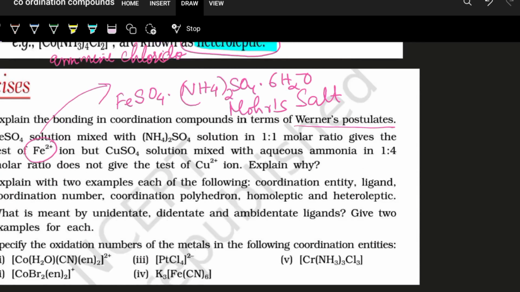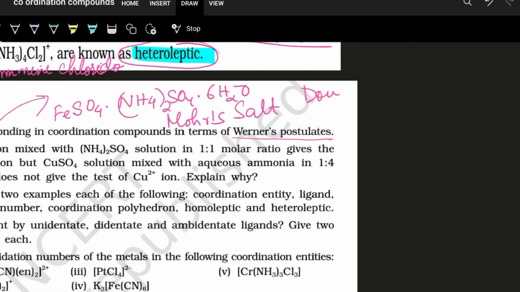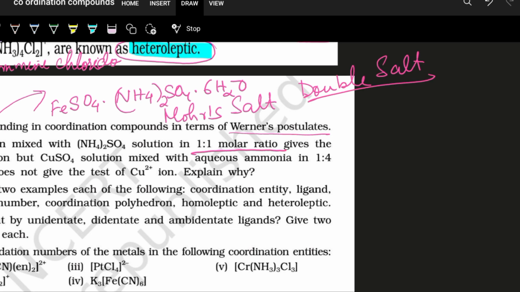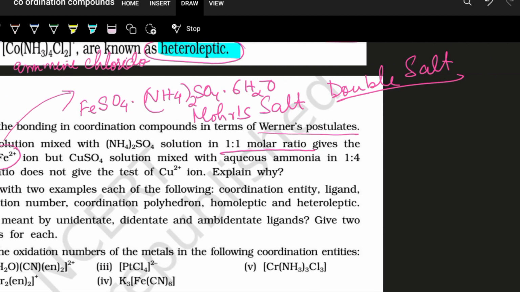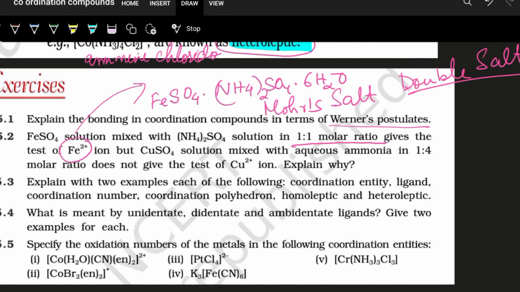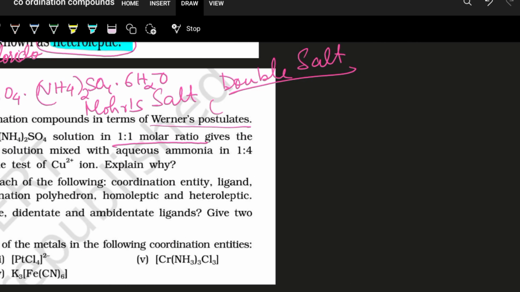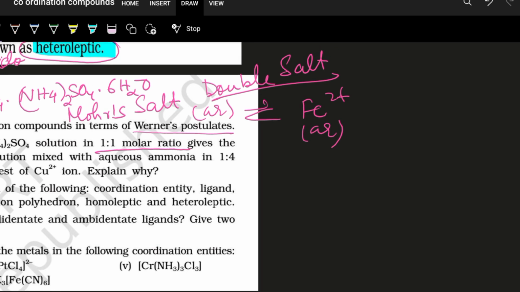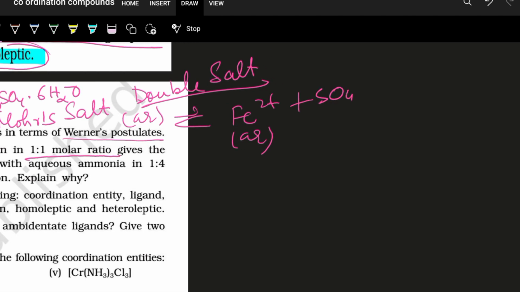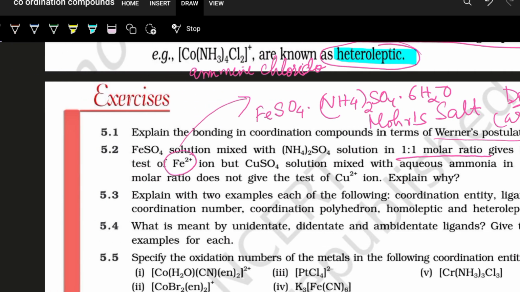This is a double salt, with two simple salts chemically combined in a fixed ratio. We can see the 1:1 molar ratio. A double salt completely ionizes in aqueous solution, and when it completely ionizes, it gives you Fe2+ aqueous, for which you get the test for Fe2+. You get SO4 2- (2 moles) aqueous, so you get the test of sulfate, and you also get NH4+ aqueous, so you get the test for ammonium ion as well.